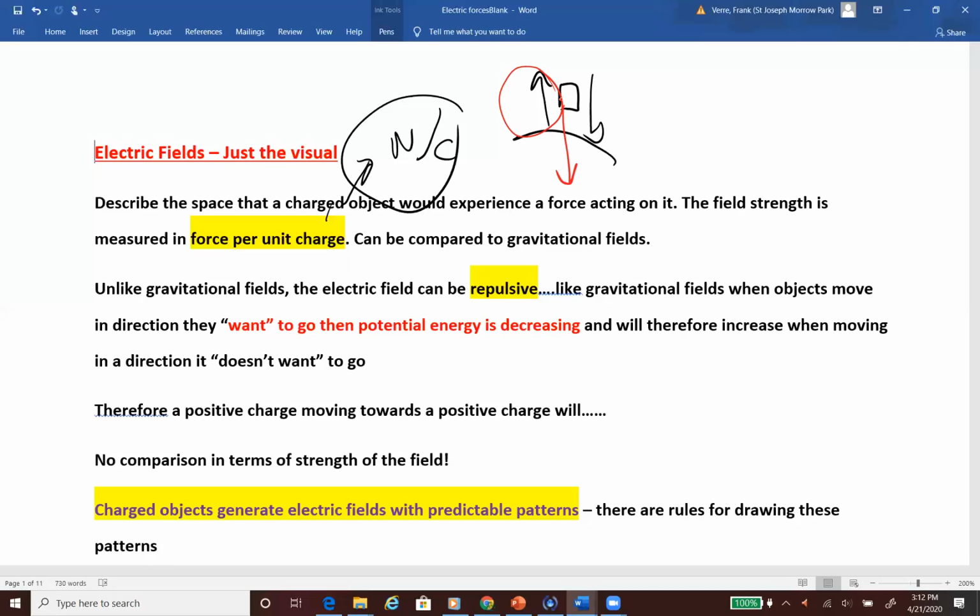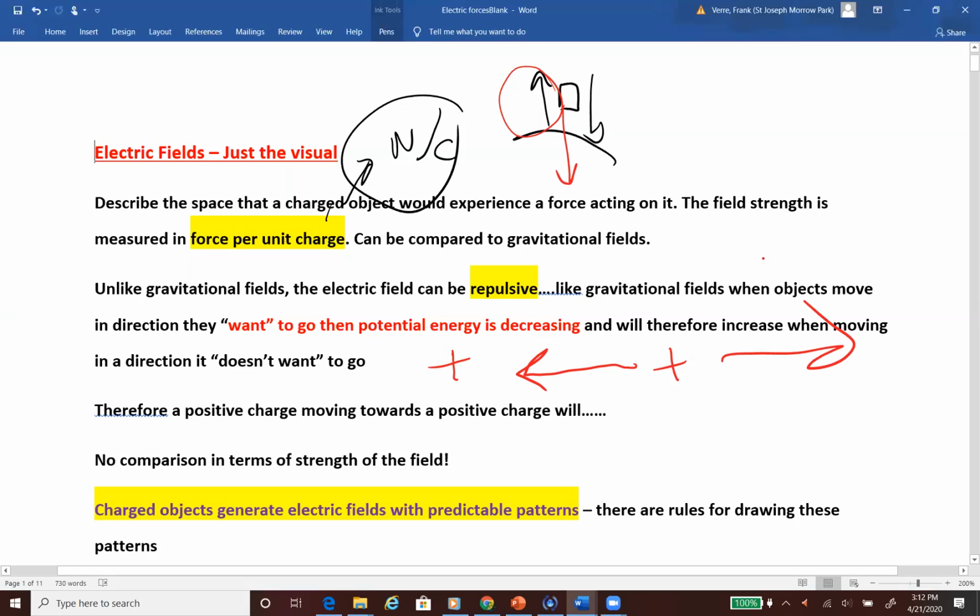Like for example, if I said to you, imagine you have a positive charge here, and it's generating an electric field, and you have another positive charge here. Okay, and the question is, therefore, a positive charge moving towards a positive charge would what? Would its potential energy increase or decrease? What do you think? Does it want to move that way? Increase. Yeah, it would increase because it doesn't want to move that way, right? It wants to move that way, right? So it's moving in a direction it doesn't want to go. So therefore, its potential energy would increase.